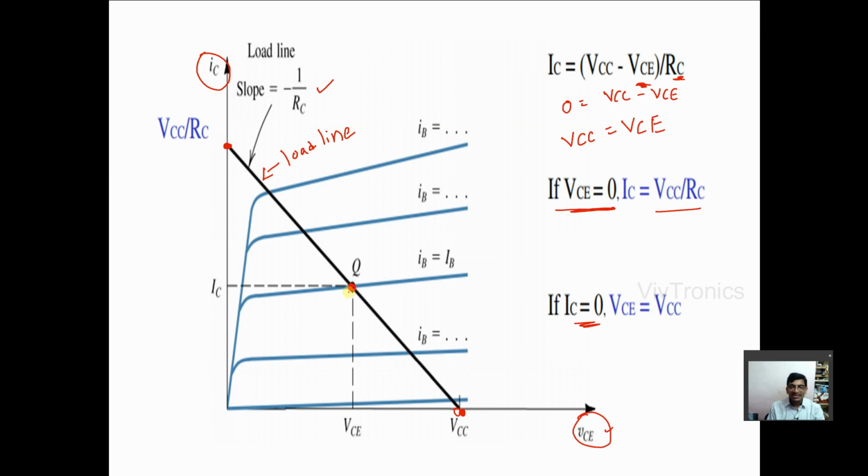Usually we select the Q point at the exact middle of the DC load line. This Q point can be selected by selecting different values of IC and VCE. For the Q point, the VCE voltage is called VCEQ and IC is called ICQ. These ICQ and VCEQ are the pure DC current and DC voltage. So the pure DC currents and voltages select the Q point, and based on the Q point, our transistor will work in different operating regions.